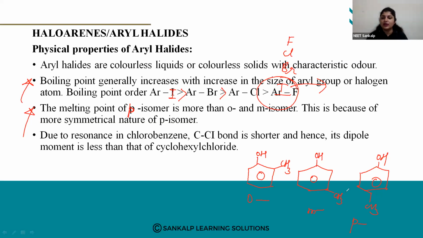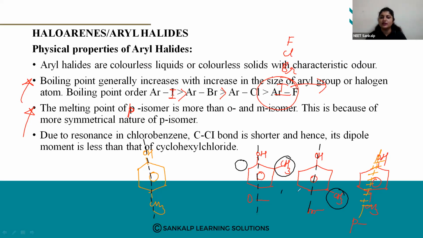What do you mean by symmetrical? You can see, if you put a center of symmetry here, if you put a mirror here, the molecule is symmetrical. The molecule has Cl here, OH and CH3. If you put a mirror here, what will happen? It has a center of symmetry. Here, if I put the mirror, the CH3 group is there, here no. So this has a symmetry. Because of the symmetrical nature, the melting point of the para isomer is more as compared to ortho and meta.